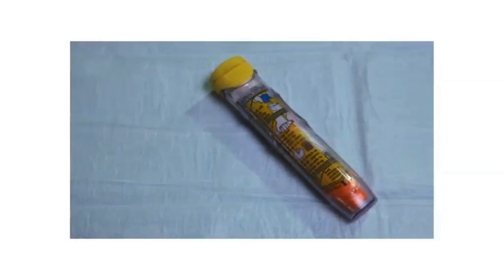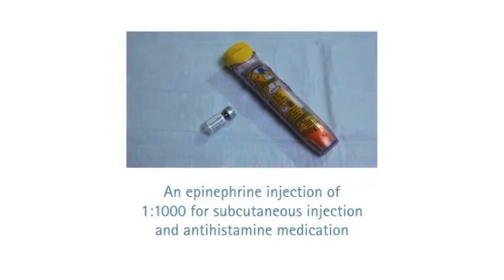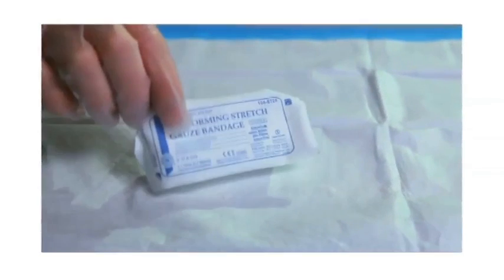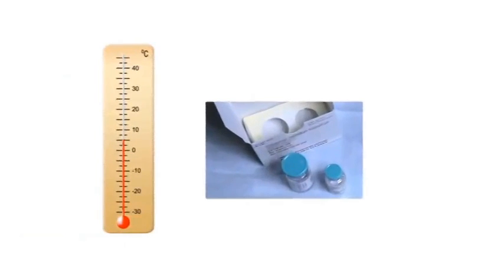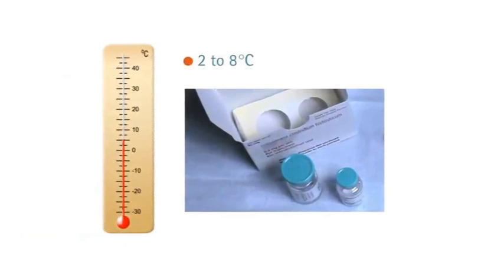Be prepared for any potential allergic reactions that may occur immediately following the injection. An epinephrine injection of 1 to 1000 for subcutaneous injection and antihistamine medication should be available. Set out in the treatment room the dressings for the patient's finger that will be needed post-injection. Please also have to hand a copy of the training brochure, which contains the preparation and injection procedure outlined in this video. Prior to reconstitution, the Xiapex package should be stored in a refrigerator at 2 to 8 degrees centigrade.